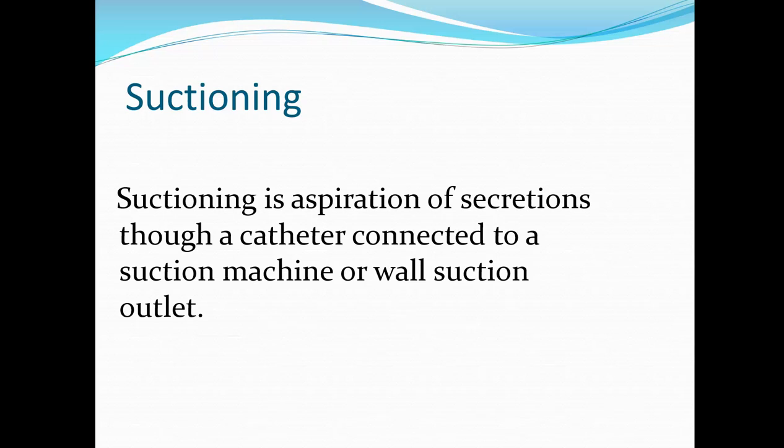Okay, I believe this is where we left off in our oxygenation lecture. So suctioning is the aspiration of secretions through a catheter connected to a suction machine or wall suction outlet. Like we've talked about with NG tubes, there will be a suction canister hooked up to some kind of suction apparatus, and this is what we'll use for suctioning.